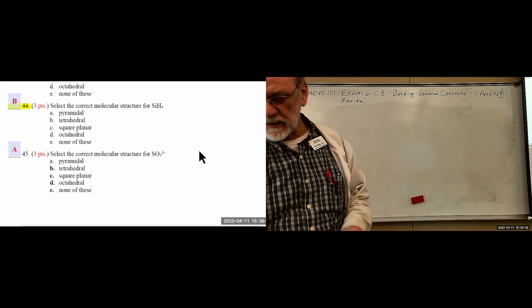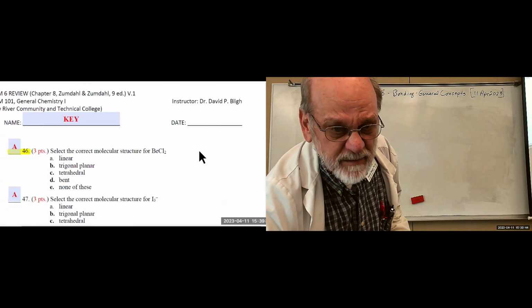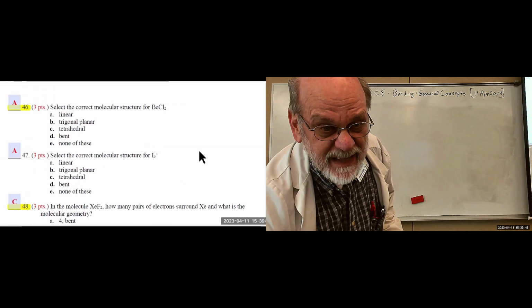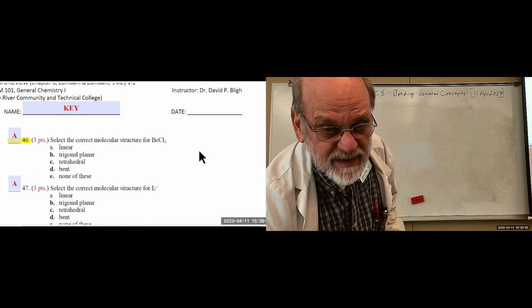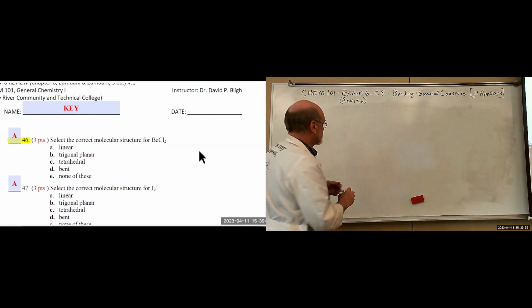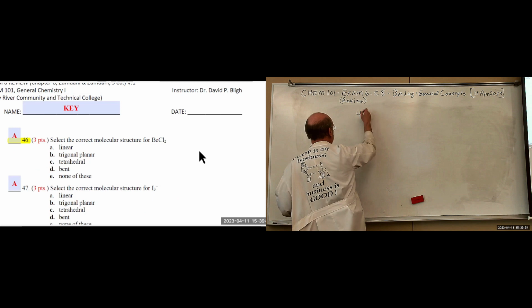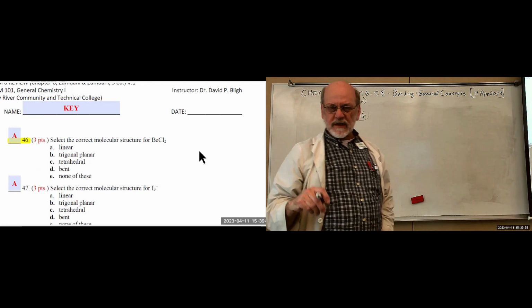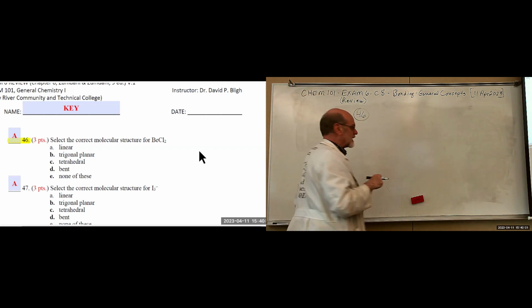44. Let's scroll down. 46. Let's see. I can't do that, so let's do like this. There we go. 46. Select the correct molecular structure of beryllium dichloride.